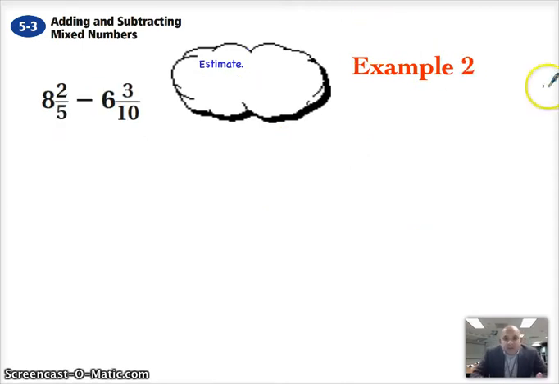Second example is just finding the difference. We're going to go about doing the same thing here. 8 2/5 is closer to 8 than it is to 9. 6 3/10. 3/10 is not even halfway to a whole, so we're going to just leave that at 6. 8 minus 6 is 2. And you'll notice that our answer is going to be pretty close to the number 2. Go ahead and stack them. 8 2/5 subtract 6 3/10.